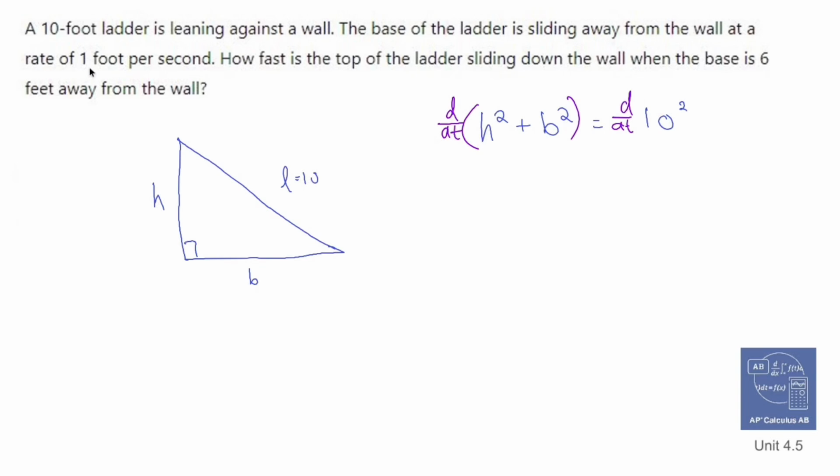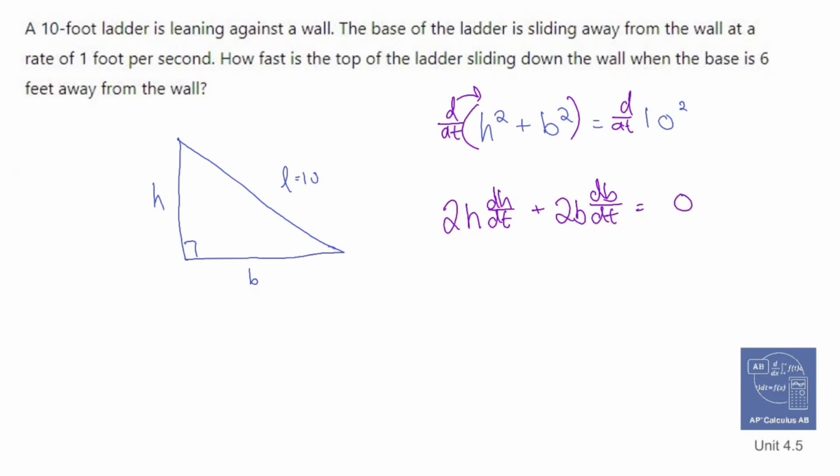All right, because this is mentioning my ladder sliding away from the wall at a rate of 1 foot per second, and I care about the speed at the top of the ladder sliding down. So I'm looking for dh/dt, and I know what db/dt is. So let's take the derivative of everything. The derivative of h squared with respect to t is 2h dh/dt. The derivative of b squared is very similar, 2b db/dt. The derivative of 100 is 0.